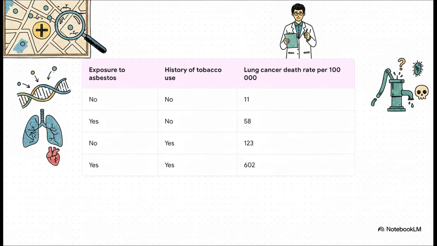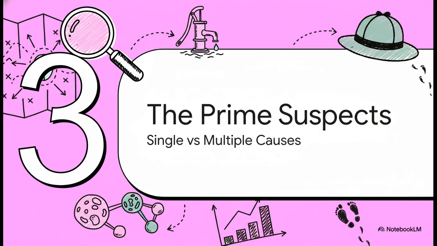The death rate for non-smokers with no asbestos exposure is 11. Okay, exposure to asbestos alone, that bumps it up to 58. Smoking alone, whoa, it jumps way up to 123. But when you combine them, the rate just skyrockets to 602. This is called interaction. It's like two culprits working together to become far deadlier than they are on their own. And this idea of interaction of multiple factors, it has completely changed how we think about what causes disease.